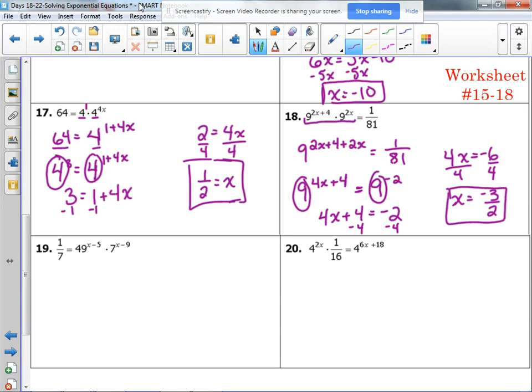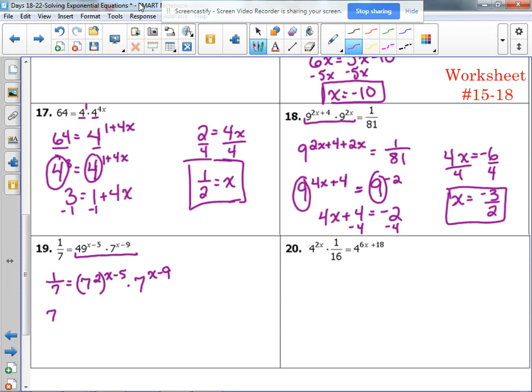Okay, let's do another fraction one. Number 19. Number 19 is a little bit different than 17 and 18 because we have two bases on the right side, but they're not the same base. They must be the same base before we can put them together. So let's fix that first. 49 is 7 squared. Okay, and it's looking like we have all base 7s here.